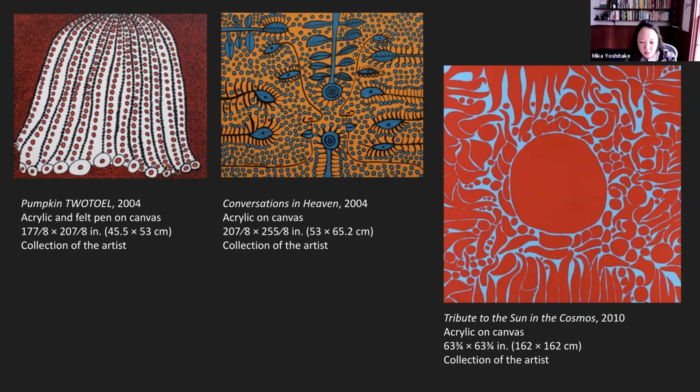Pumpkin, TWOTEOL from 2004, depicts an octopus-like form in an infinite bed of red arcs. While in Conversations in Heaven, flower heads double as the eyes of two silhouetted faces that meet in the center, flanking a set of blue flowers. The negative spaces of polka dots have morphed into bold tentacles that emanate from a brazen red sun, like a lion dance, in Tribute to the Sun in the Cosmos from 2010.